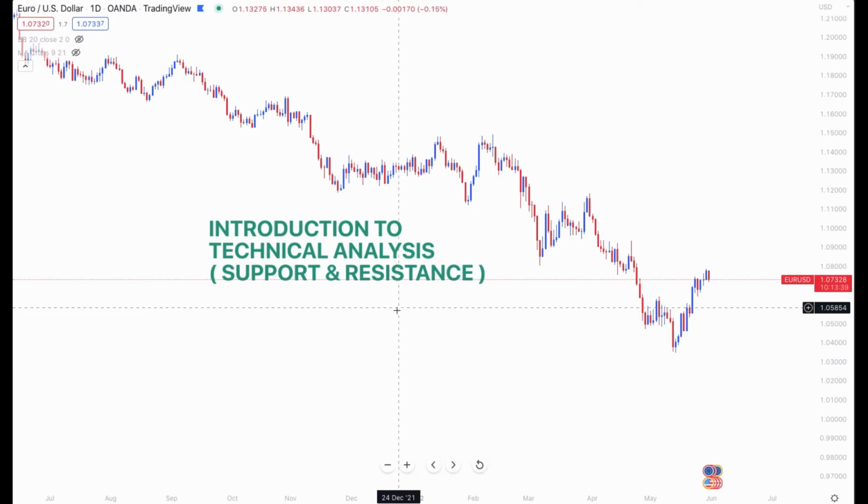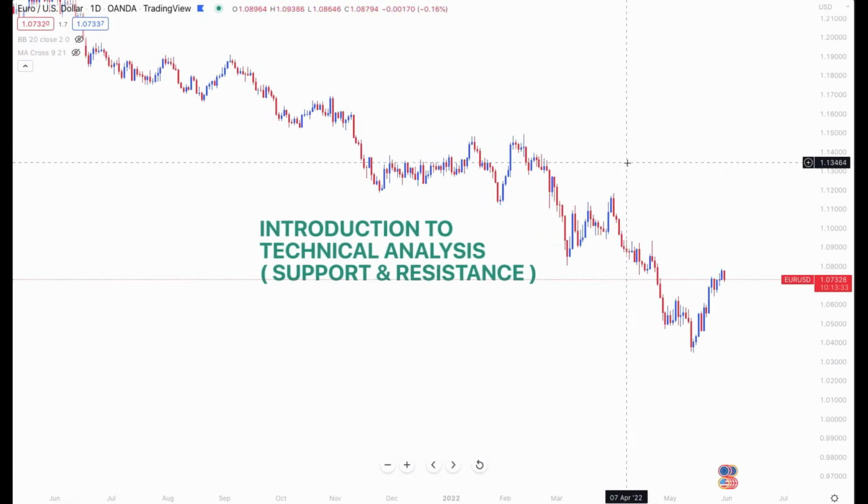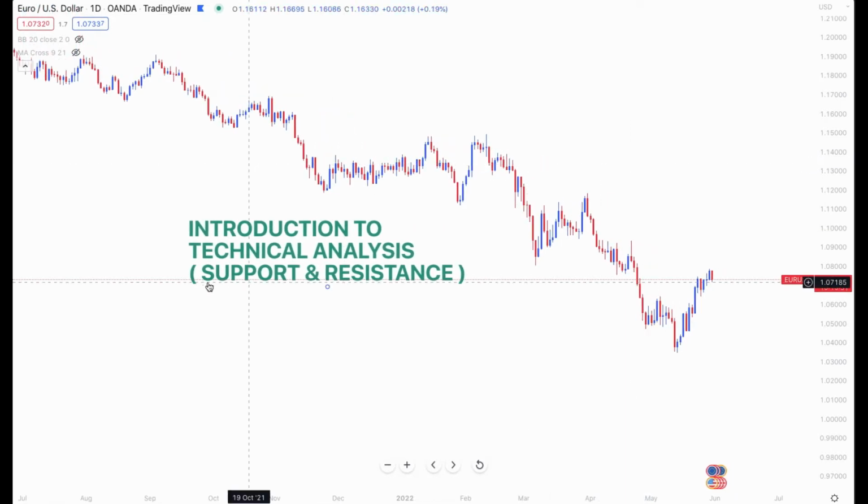So what do we have? We are on Euro USD on the daily time frame. And we want to ask ourselves, is support and resistance technical analysis? And the answer is yes, it is. It's pretty much an introduction to technical analysis. It's pretty much the first thing you will learn when starting to discover this crazy world of technical analysis.